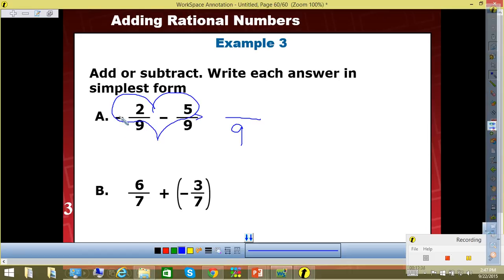So check this out. How many negatives are here? 2. 1, 2. How many negatives are here? 5. 1, 2, 3, 4, 5. Are there any 0 pairs? No. So how many negatives? 7. So this is negative 7. Copy that, please. Bam.